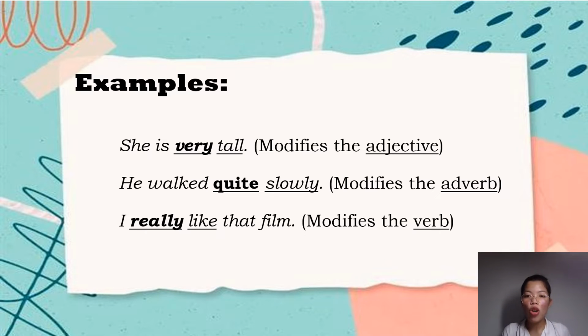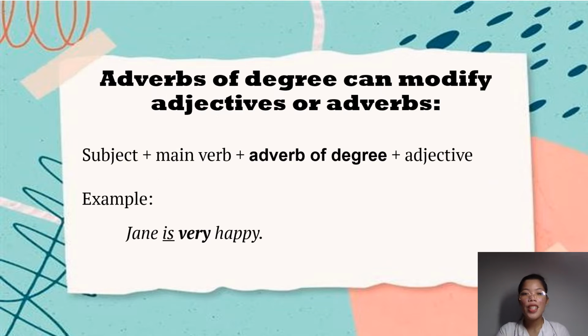Going back to our previous lesson about verbs, it has three types: the main verb or action verb, the helping verb, and the linking verb. In the main verb, we have two types: physical and mental. Like here is a verb because it is a mental verb. So really here is an adverb of degree that modifies the verb like.